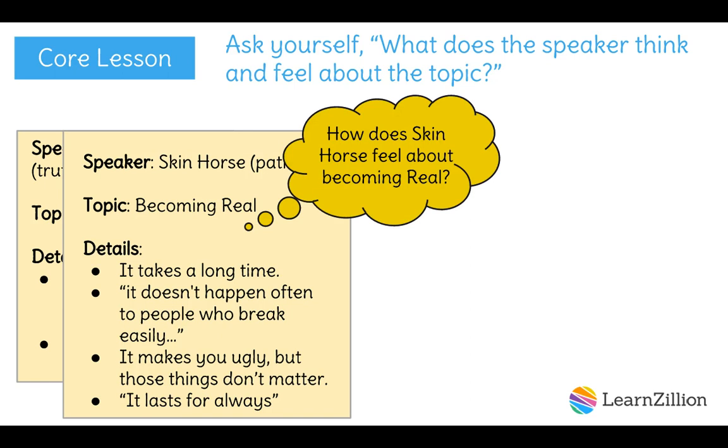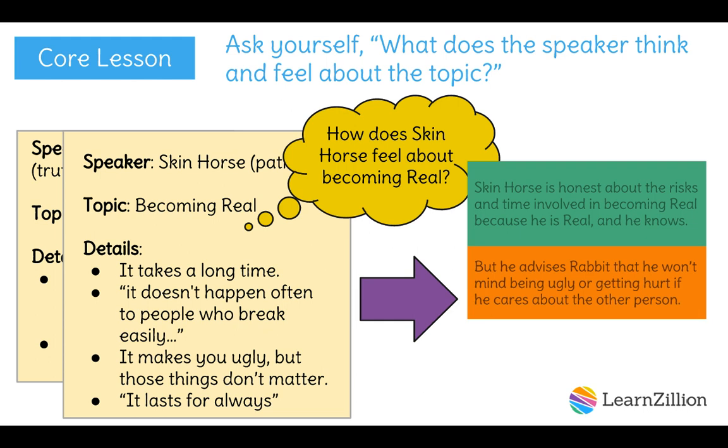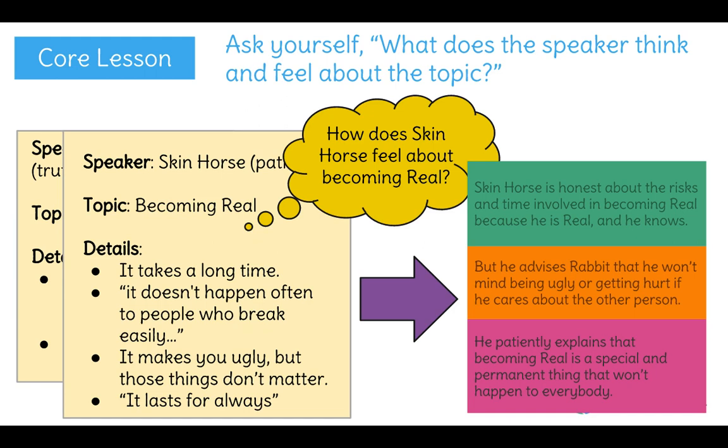And as I look back over my notes, I'm thinking about how to turn these bullets into complete thoughts that relate to the question. So when I think about the first piece of information I collected, I can conclude that Skin Horse is honest about the risks and time involved in becoming real because he's real and he knows. That's definitely Skin Horse's experience with becoming real. But he advises Rabbit that he won't mind being ugly or getting hurt if he cares about the other person. And those are Skin Horse's feelings from his point of view. And finally, I was noticing in my notes that he patiently explains that becoming real is a special and permanent thing that won't happen to everybody.